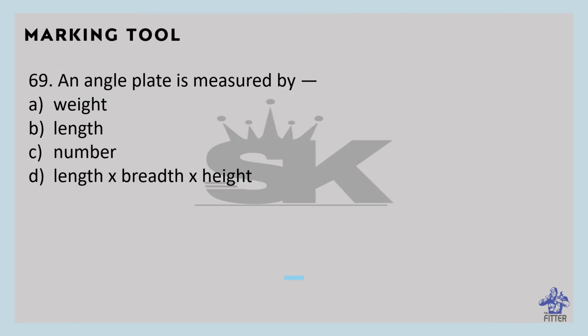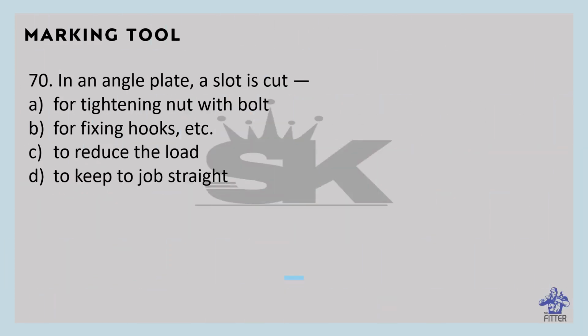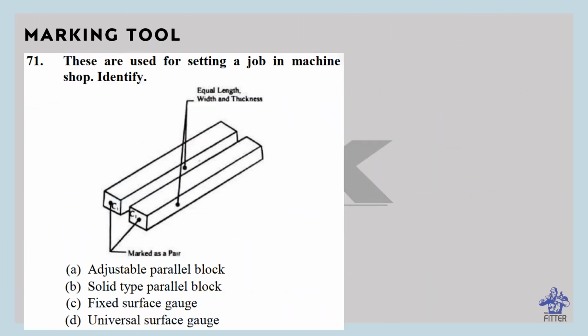An angle plate is measured by length, breadth, and height. Option D. In an angle plate, a slot is cut for tightening the nut with the bolt. So option A. A solid angle plate is suitable for supporting workpieces during layout work. A slotted type angle plate is comparatively bigger in size than the solid angle plate, and these are used for setting a job in the machine shop.